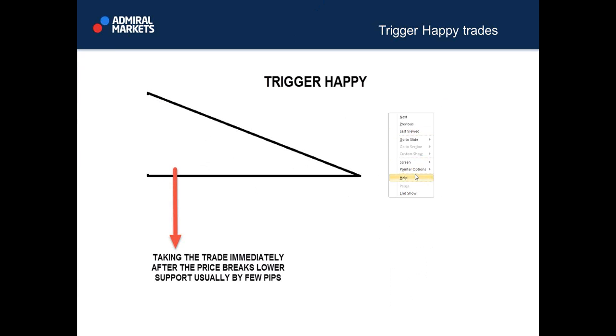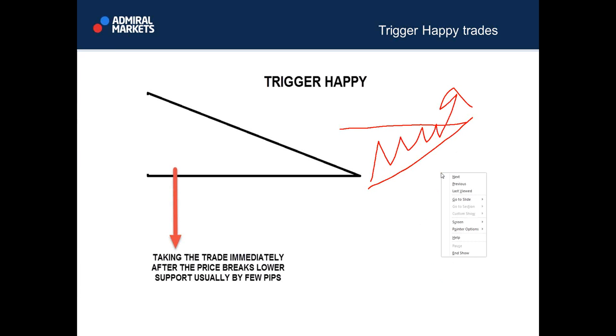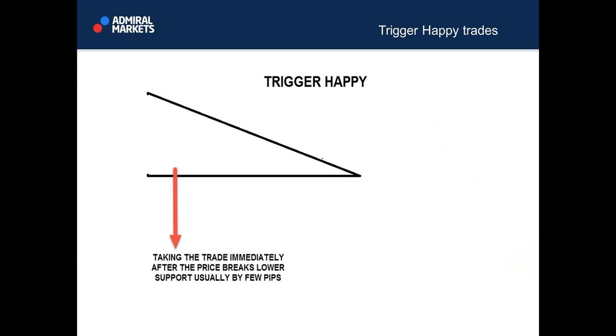contrary to a flat top ascending triangle. Because on a flat top ascending triangle, we have a flat top, this is the flat bottom, and a trend line which is ascending. So we usually are waiting for a breakout in the trend direction, in the long direction. In this case, this is a Triggerhappy Trade. So once the price breaks through this level, we immediately take the trade.